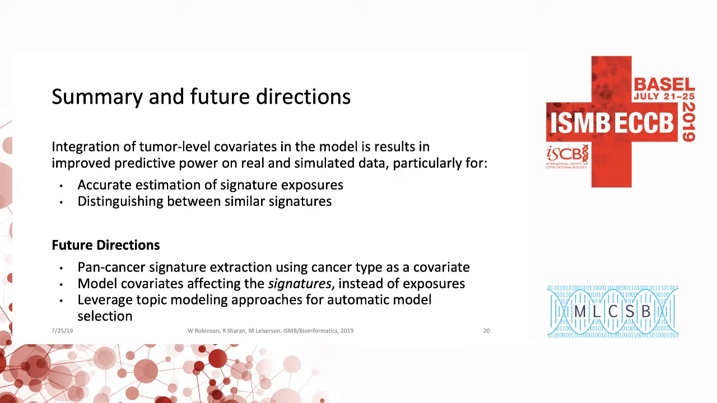So in conclusion, hopefully today I've shown you that integrating tumor covariates is important, particularly for distinguishing between similar signatures. Some of the future directions we're interested in are pan-cancer signature extraction, modeling covariates affecting the signatures, and also leveraging some of these topic modeling approaches.